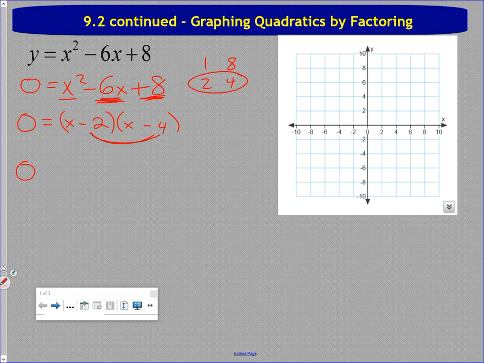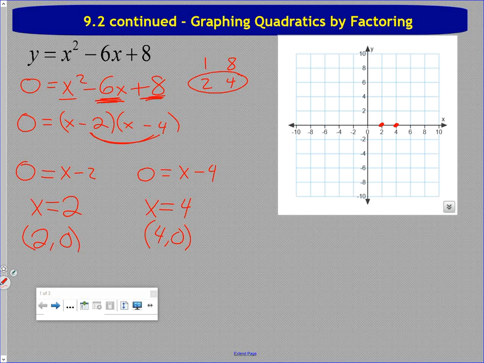Okay, the zero product property says that if any two things are multiplied and the product or the result is 0, that one of those things must have been 0. So we set them both equal to 0, and I find out that the values of x that make y equal to 0 are 2 and 4. Right? We add 2 to both sides and add 4 to both sides. So that means that the zeros are at 2, 0 and 4, 0. So 2, 0 and 4, 0.